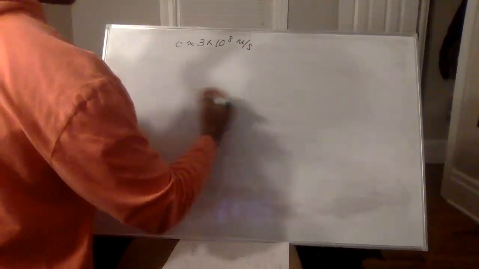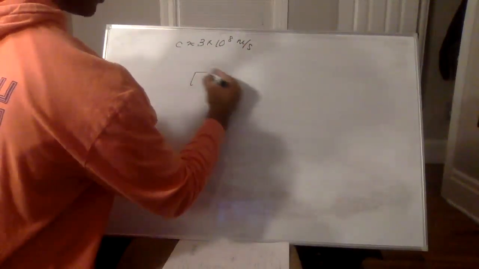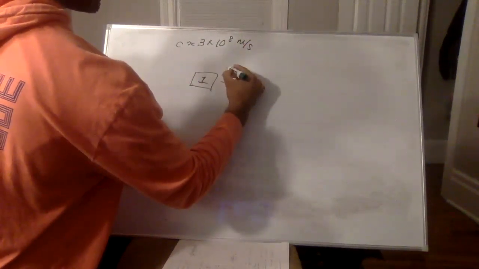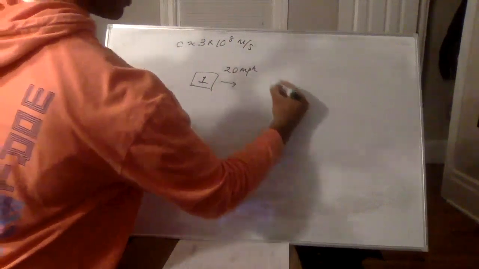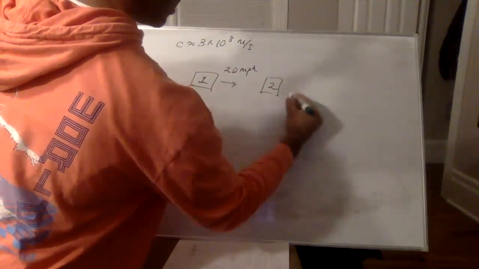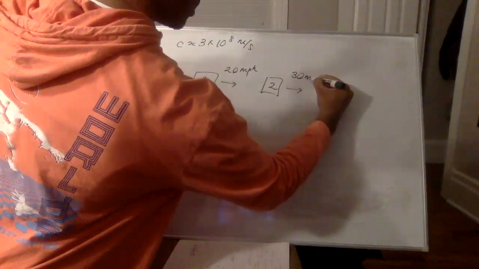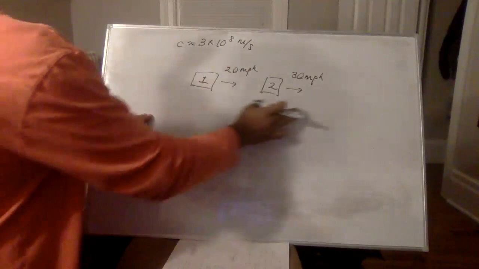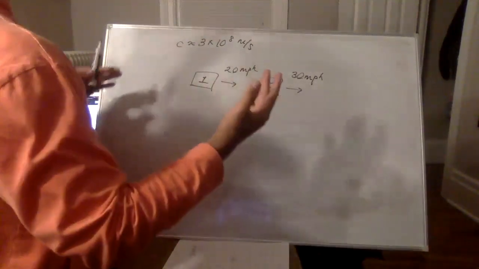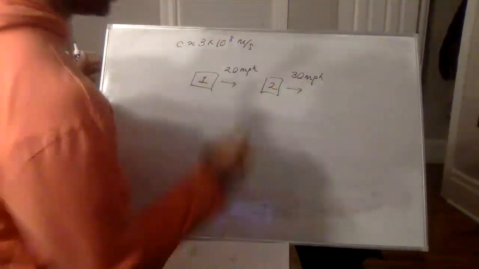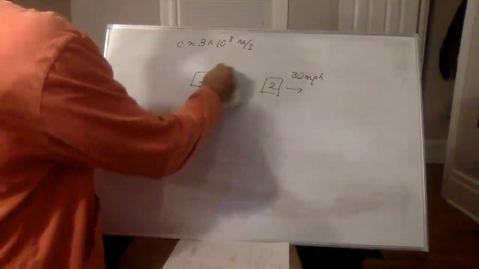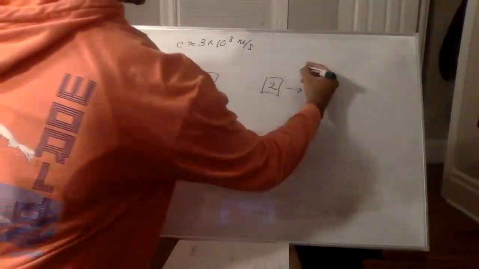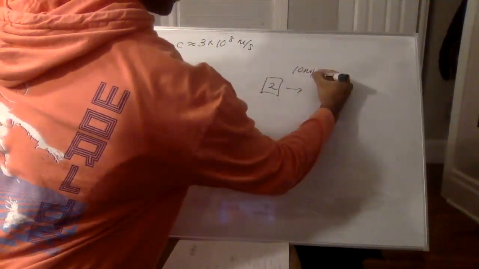When we talked about the example before with the cars moving, we had car 1 moving at, I think it was, 20 miles an hour, and car 2 moving at 30 miles an hour. Car 2 appeared to car 1 to be moving at 10 miles an hour. So if we want to phrase this another way, if we represent car 1 as stationary, car 2 would be moving at 10 miles per hour.